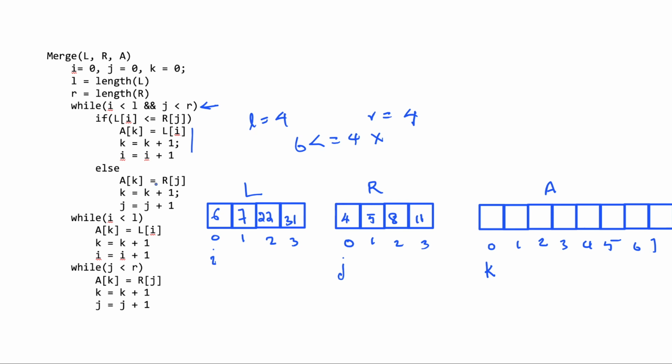So what we will do is assign A of k equal to R of j. So R of j is 4 and that will be going to A of k. So j is 0, k is 0, so we will be referring to the first element. So A of 0 will get R of 0, that is 4 will come over here. Now we have to increment the value of k as well as j. So I am moving the value of k and j. So j will be coming over here to 1. Similarly, k will also be coming over here.